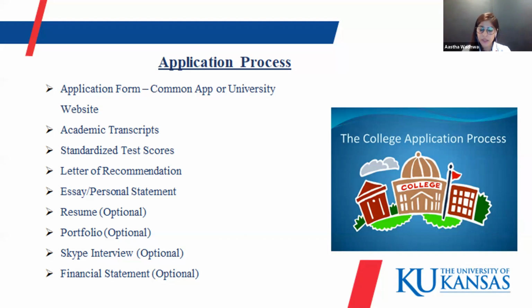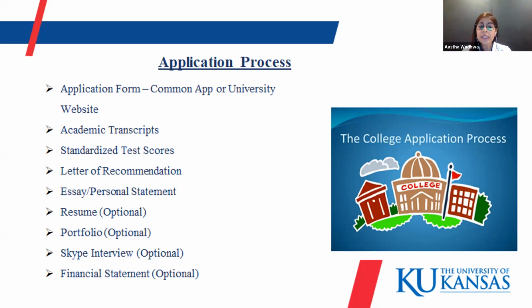Talking about the Skype interviews, again it varies from university to university. There may be a university which wants to interview their students at the time of admission. A few may want to interview students for scholarships, and at times even if you're applying to a certain program like a music major or a theater major, the team may want to interview for that specific program to understand whether you fit into that program or not. So Skype interview is optional. It's not part of the application process for all the universities.